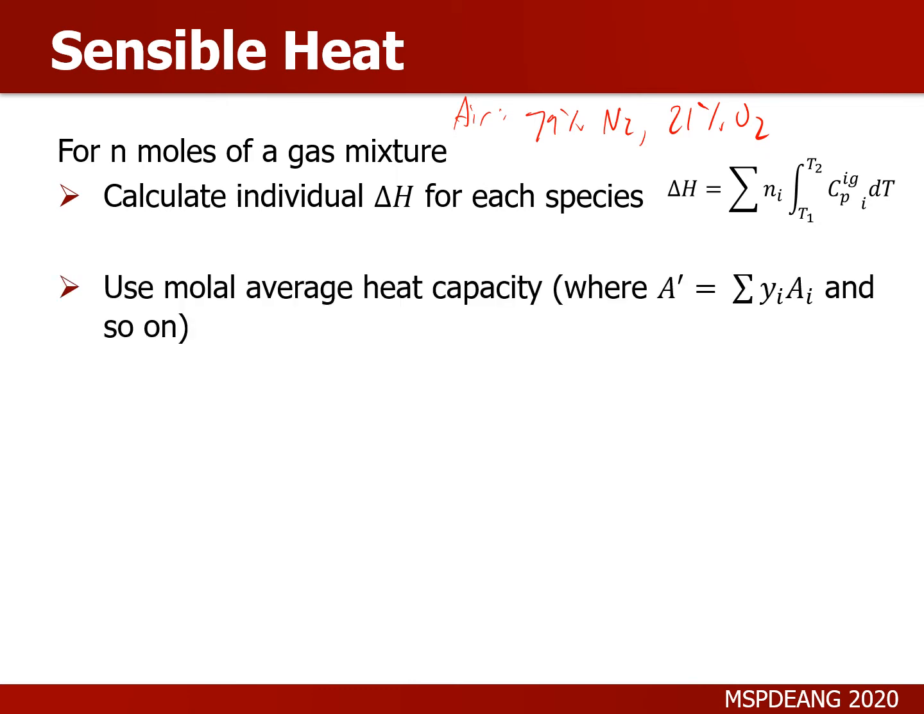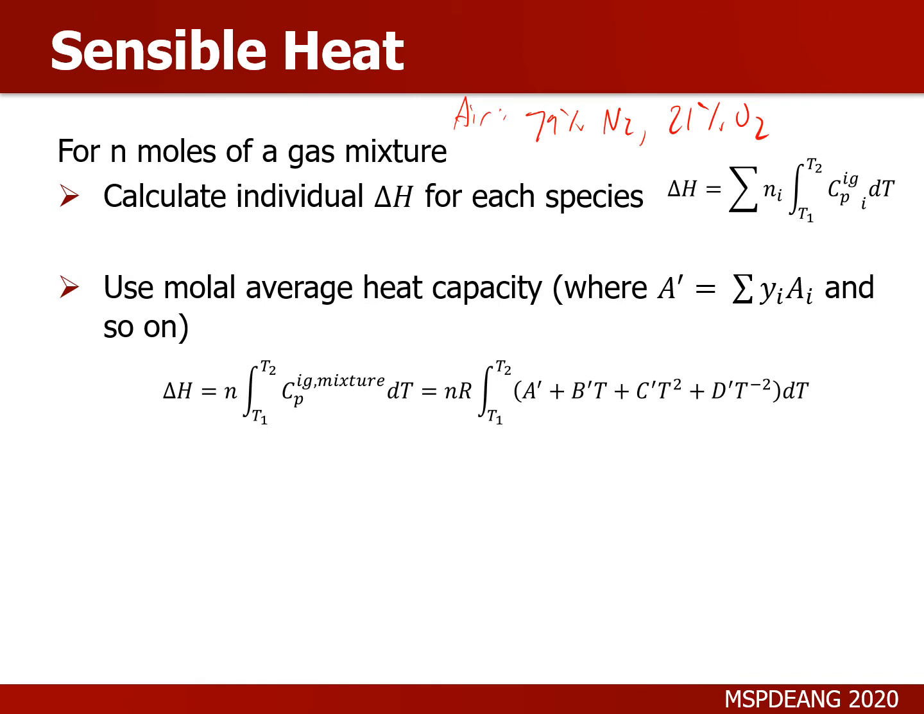Another option here is to use the molal average heat capacity, where A prime is the summation of y_i A_i, and so on. With this, delta H is equal to n times the integral of Cp^ig of the mixture from T1 to T2 dT. Where A prime is, for example here, equal to 0.21 A of O2 plus 0.79 A of N2. Then multiply by the number of moles of the gas mixture.